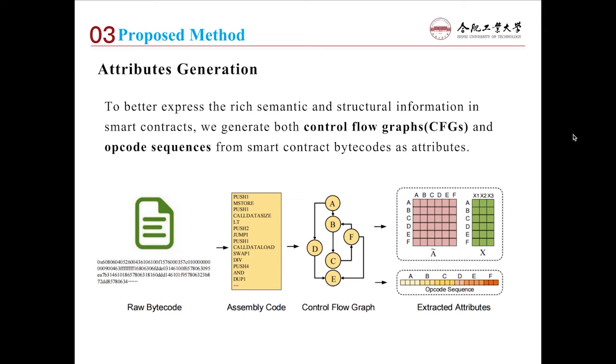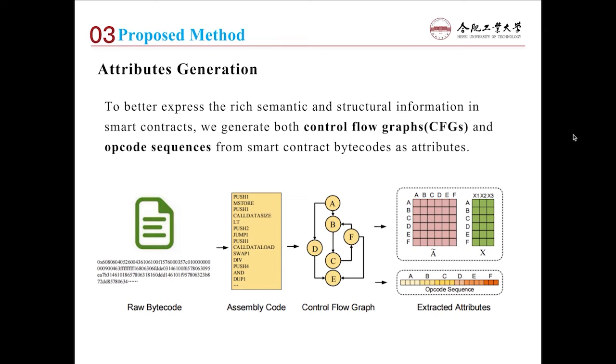The basic blocks are independent of each other. That is, each basic block can only be entered as the first instruction and exited as the last instruction. Two neighboring basic blocks are connected by a directed edge. In this graph structure, we put the basic blocks in the order in which they appear in the EVM bytecode.